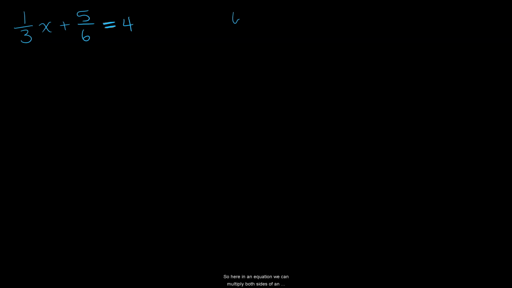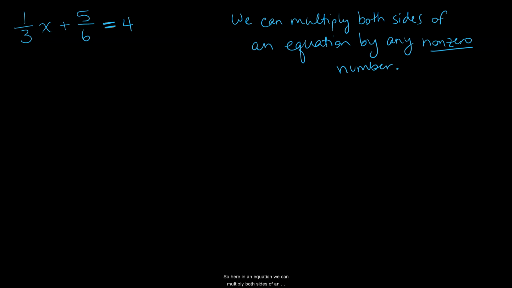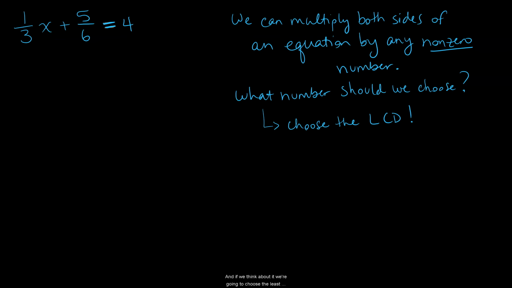So here in an equation, we can multiply both sides of an equation by any non-zero number. If we do that, what number do we pick? Noticing that we have fractions here, let's try to pick a number that when we multiply by the fraction, that number will cancel with the denominator so that we no longer have a fraction. And if we think about it, we're going to choose the least common denominator. If we pick the least common denominator using all of the fractions in our problem, when we multiply by the LCD, we can effectively eliminate all of the denominators.